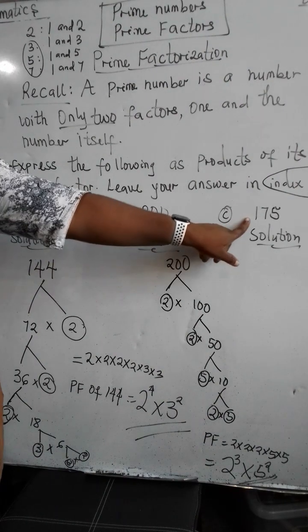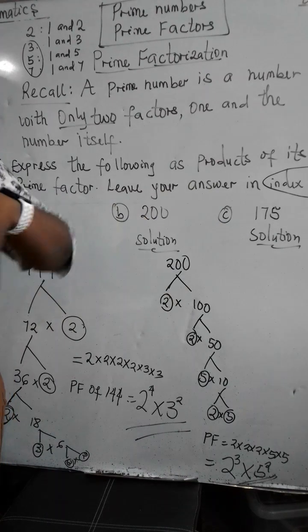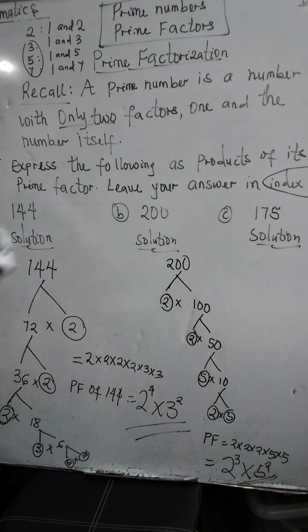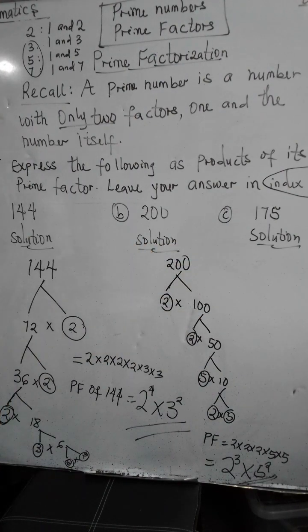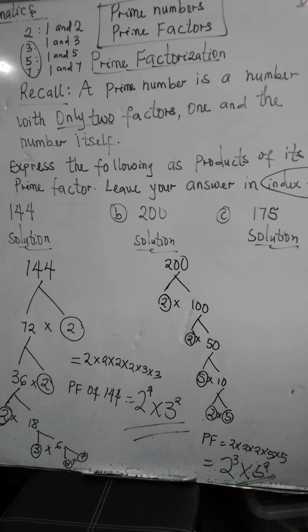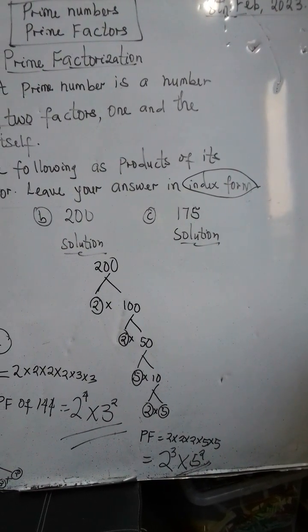Okay, please let's look at this. This is the third and final one I'm going to work out for today, and that is 175. We have to express 175 as a product of its prime factors, and at the same time leave our answer in index form. I said at the same time we're going to leave our answer in index form. Very important. Express 175 as a product of its prime factors. Are we together? Yeah. Alright, that's fine.